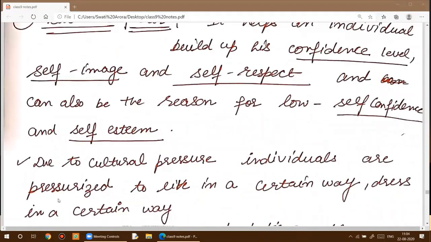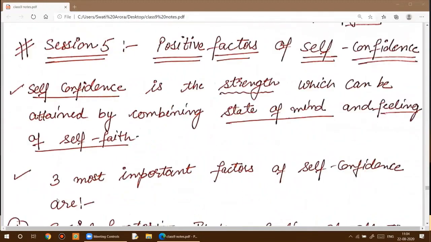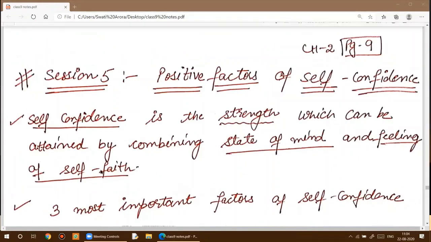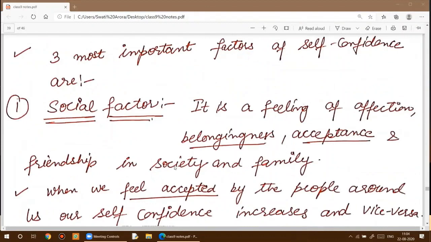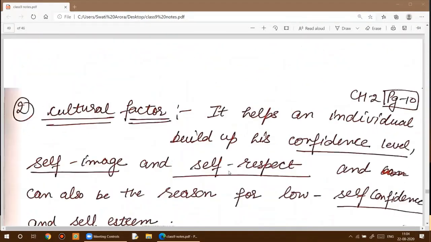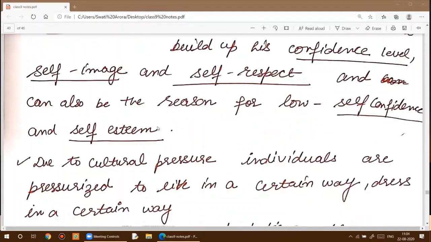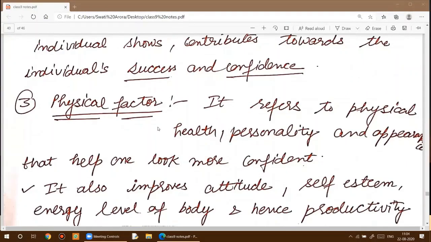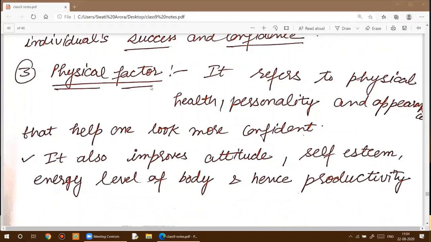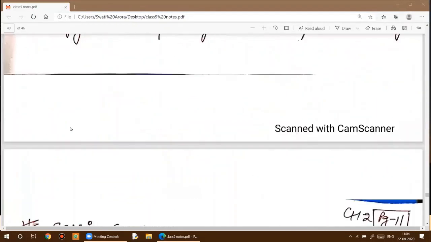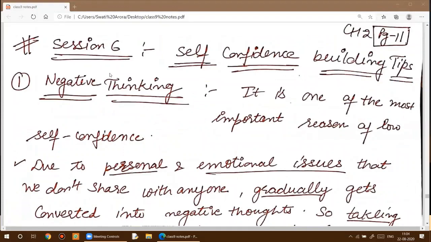So what are the three factors that can affect your self-confidence? Positive factors of self-confidence. First is your social factor, where comes the society and family. And second is your cultural factor, where the culture plays a very important role in boosting and degrading your self-confidence. And third is your physical factor, where your health, personality, and appearance play a very important role in boosting up your self-confidence. Okay. Next topic is, last topic of this class is self-confidence building tips. How you can increase your confidence.